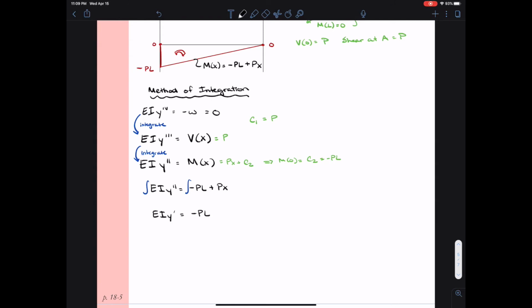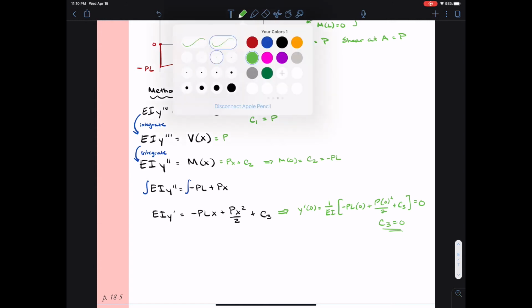Integrating both sides of this equation gives us EI y prime equals negative PLx plus Px squared over 2 plus our third constant of integration, C3. We had the slope condition. We knew that y prime of 0 equals 0 because the slope at the fixed end has to be 0. So plugging in y prime of 0, everywhere we see x, we plug in a 0. And so this will then lead us to the result that C3 in this instance has to be equal to 0 to make this algebra work out.